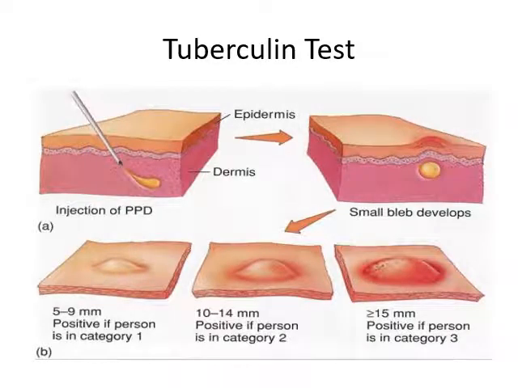So we can see over here, when purified protein derivative, an antigen, is injected into the dermis, this leads to inflammation after 24 to 72 hours, and it is seen as induration, right? Now this induration is measured and interpreted as per the standard indication.